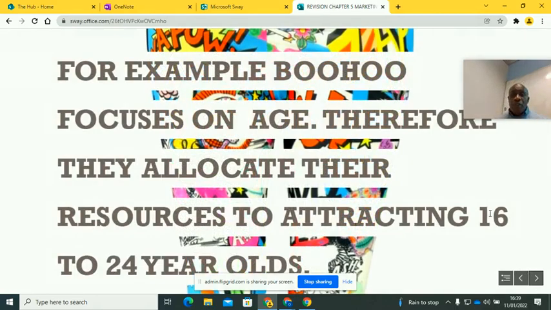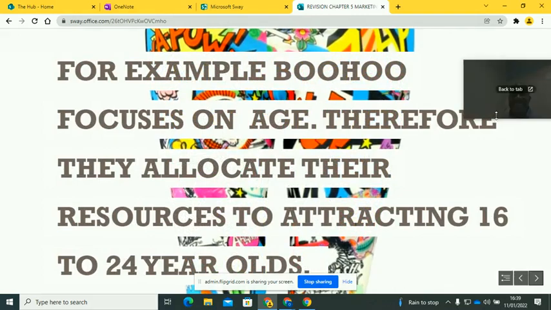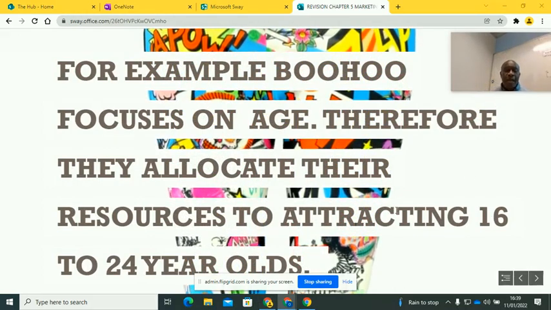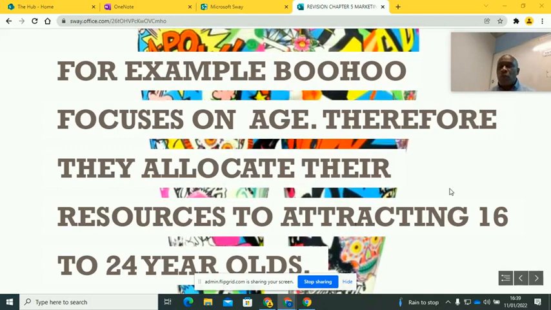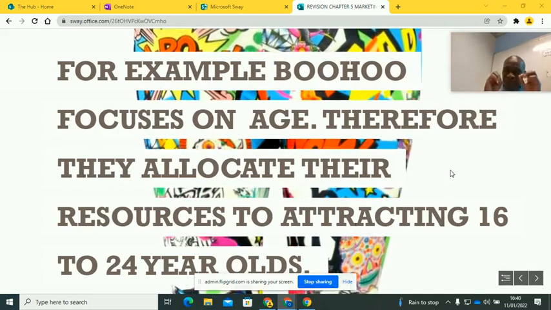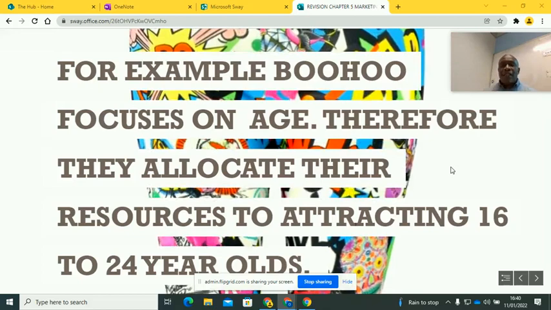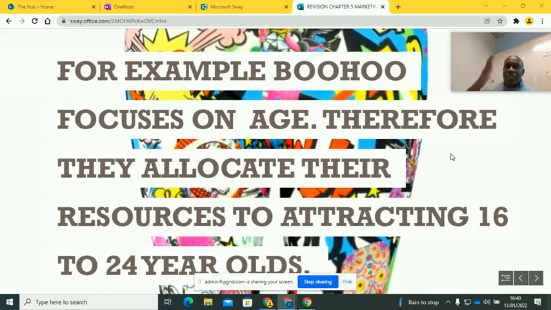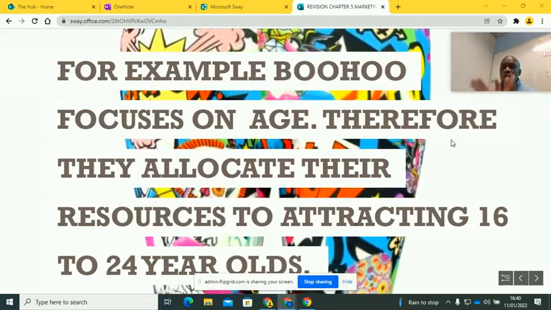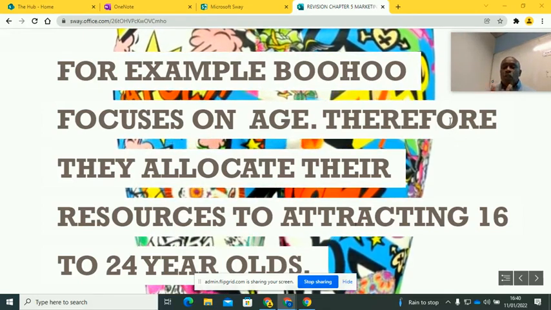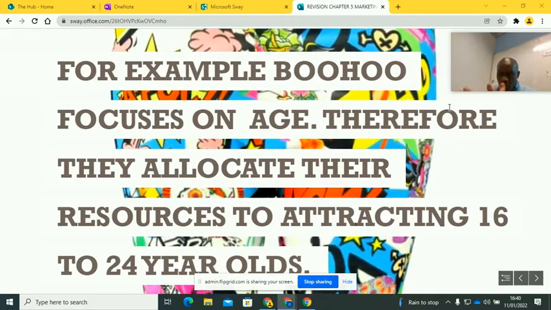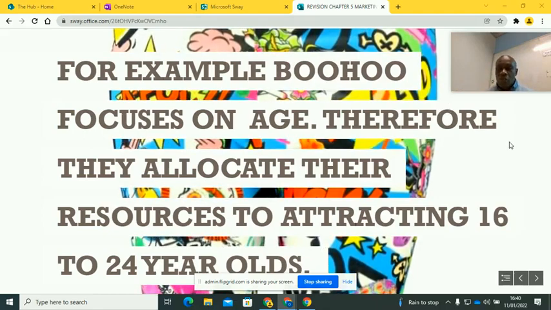And for example, this is a great example. Boohoo focuses on age. They focus on age, therefore they allocate their resources to attracting 16 to 24-year-olds. They find out how they can attract 16 to 24-year-olds, and that's how they segment the market. They want to find out where they can find a large majority of 16 to 24-year-olds, and they focus their marketing resources on that.